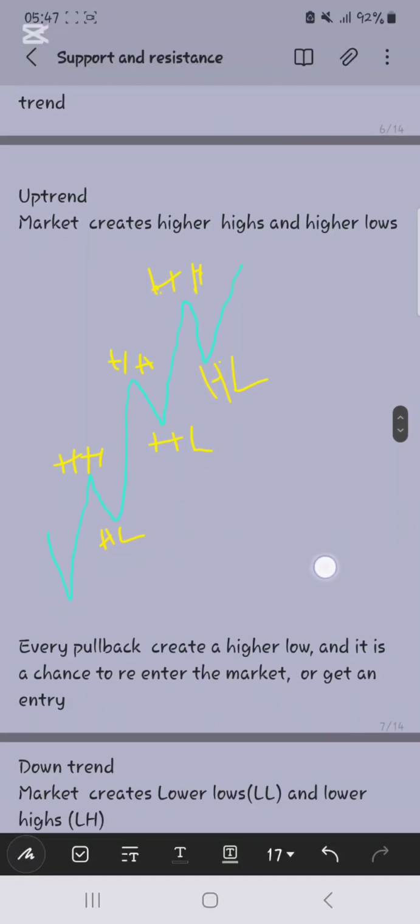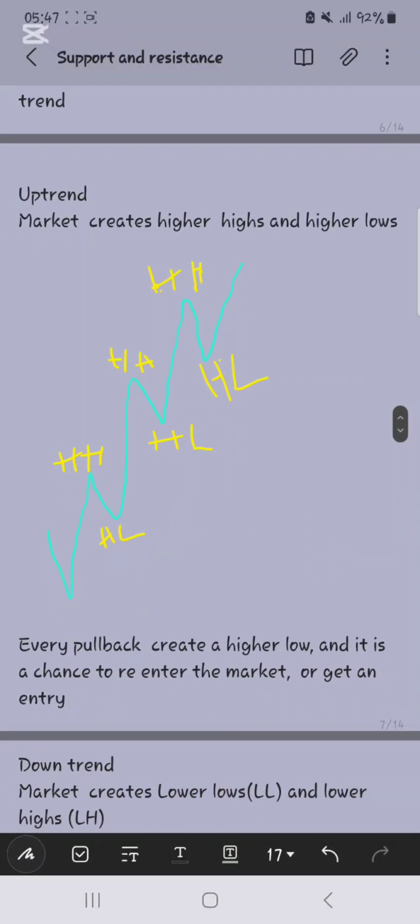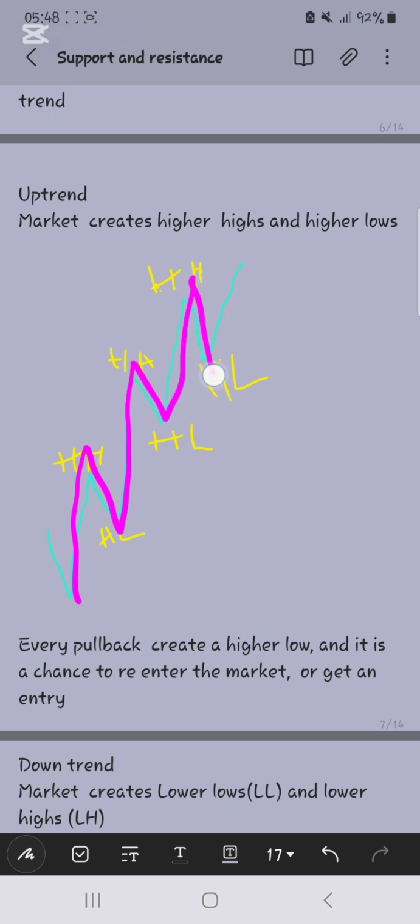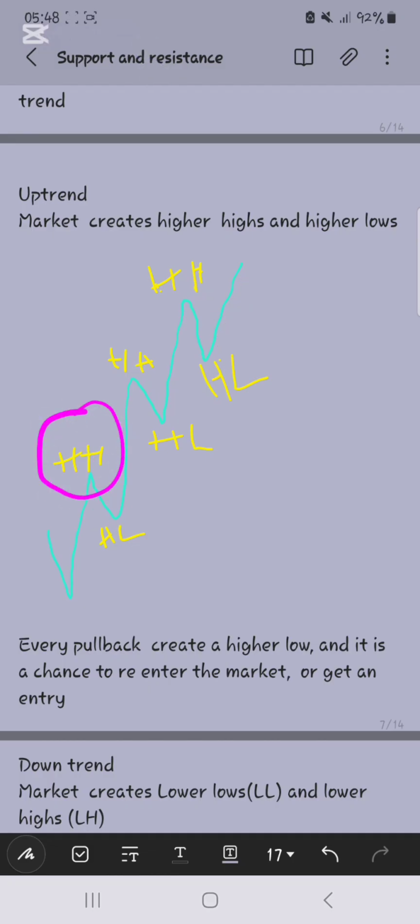So that's it. So how do you determine the trend? In an uptrend, the market is always creating a series of higher highs, higher lows, higher high, higher low, higher high, higher low. And the cycle continues like that. So just remember that it's a higher high because this high is higher than this high.